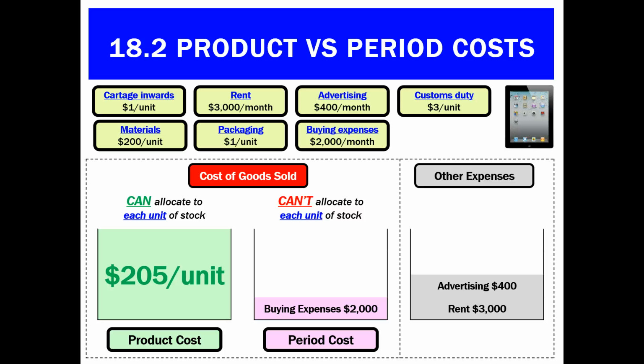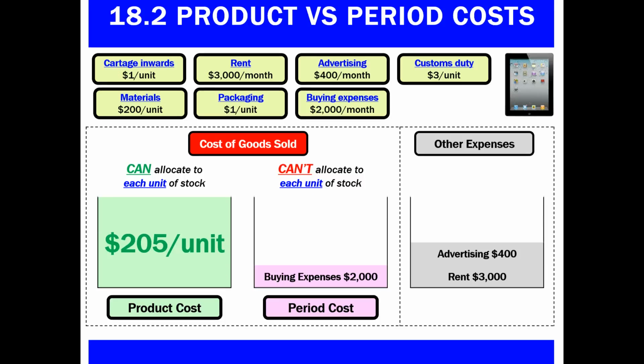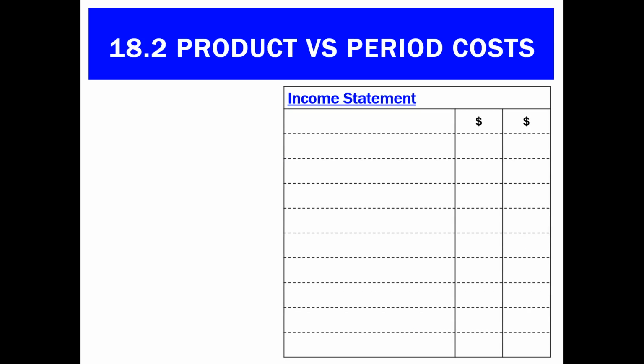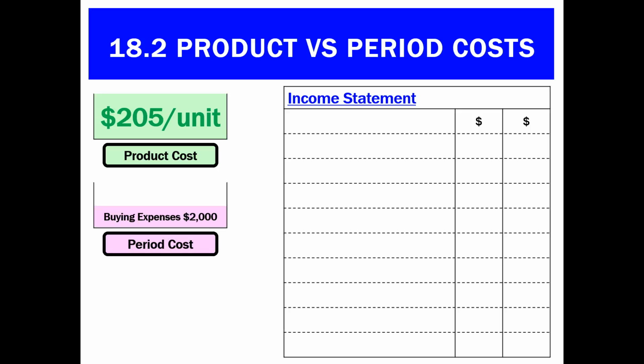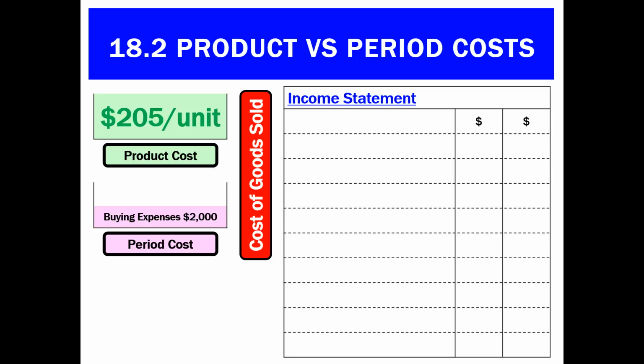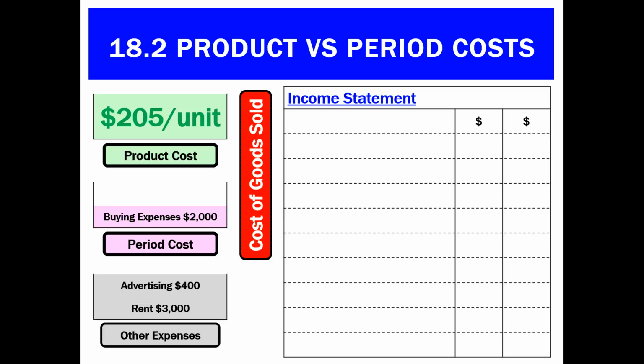I've got some period costs, which were buying expenses, and I've got two other expenses there. So what happens now is we have an income statement, and let's say the product costs were $205. I had one period cost, which were buying expenses. Together, they represent my cost of goods sold. I've also got other expenses of advertising and rent.